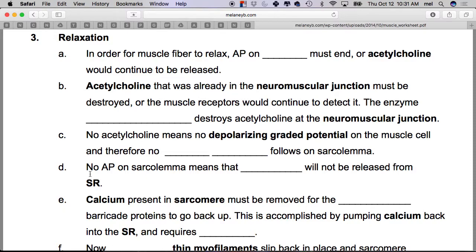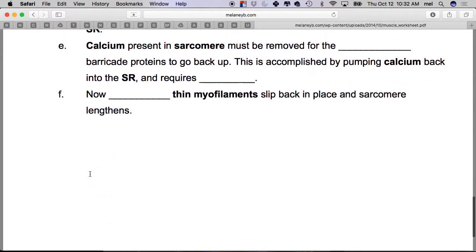Calcium present in the sarcomere must be removed for the, what's the barricade protein? Tropomyosin, for the barricade protein tropomyosin to go back up. This is accomplished by pumping calcium back into the SR and requires ATP. Exactly, good. Now, one last time. The blank thin myofilaments slip back into place and the sarcomere lengthens. What is it? Actin, thin myofilaments.